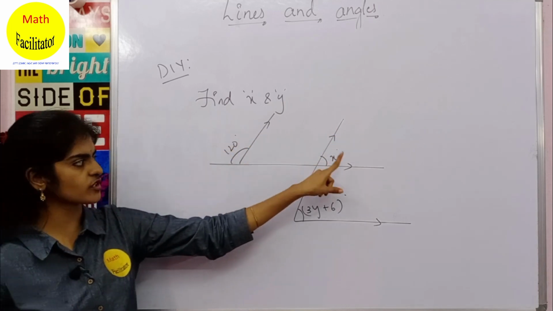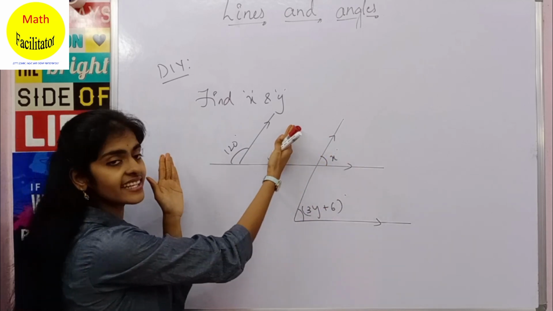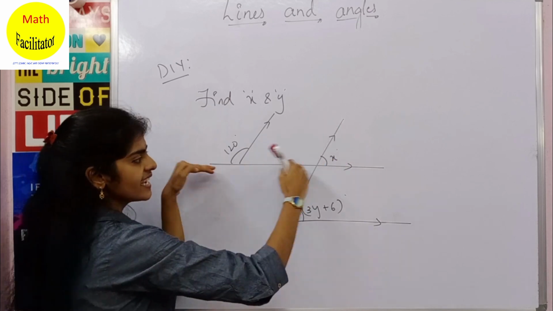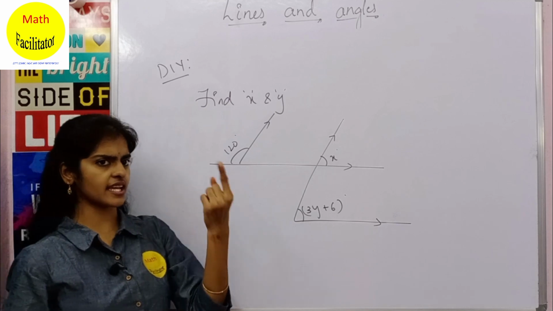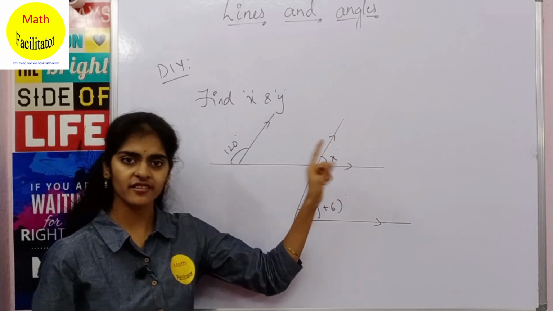Now how are these two angles? They are exterior to the lines, they are not inside the lines. And how are they? They are on the same side of the transversal. So, exterior angles on the same side of the transversal. What is the condition? Apply that condition to get the value of x.